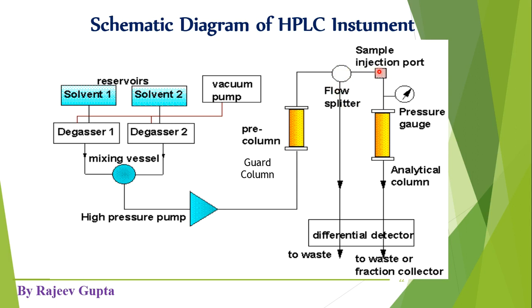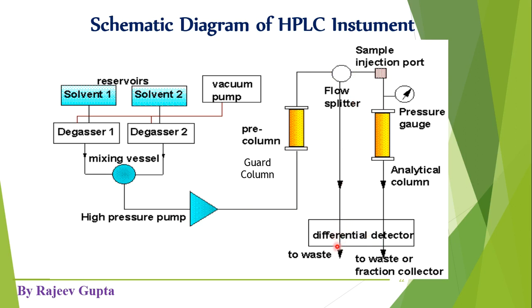One part will go to the sample injection port or sample introduction device, and the second part is going directly to our differential detector. Generally, this flow splitter could be used in an HPLC experiment in which we are using gradient elution chromatography. Gradient elution is where the mobile phase composition is changing during the experiment.